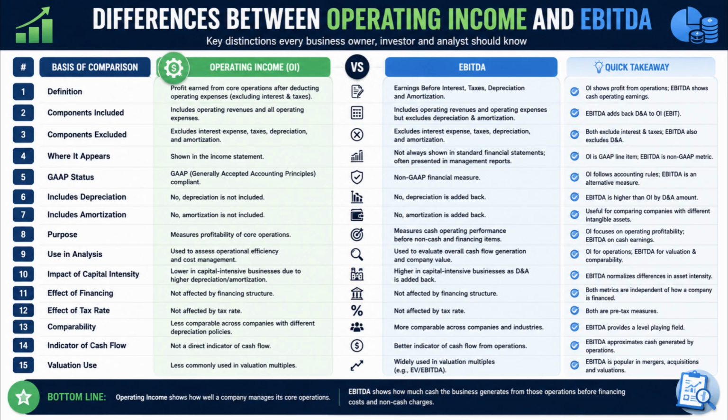Number 15. Operating income is less commonly used in valuation multiples, whereas EBITDA is widely used in valuation methods such as EV/EBITDA. To summarize, operating income measures how profitable a company's core operations are after accounting for operating costs, while EBITDA measures operating earnings before depreciation and amortization and is often used to assess cash-generating potential and business value.